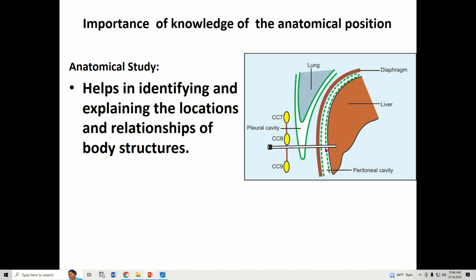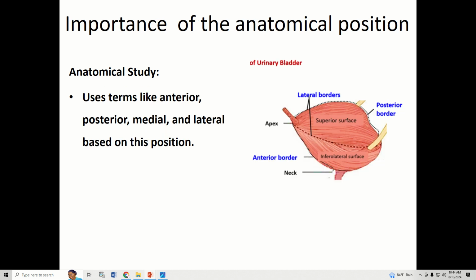This right lateral surface is divided into three parts: upper one-third, middle one-third, lower one-third. The upper one-third is related to lungs and pleura, the middle one-third only pleura, and the lower one-third only the diaphragm. So for liver biopsy, we choose the middle third to avoid injury to the lung tissue. So the knowledge of the anatomical position helps us clinically.